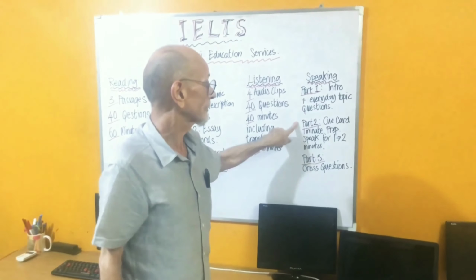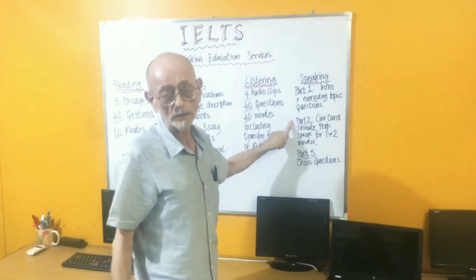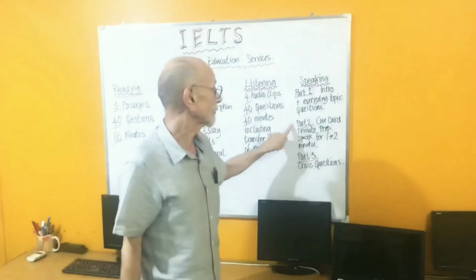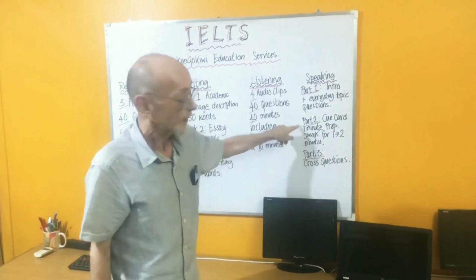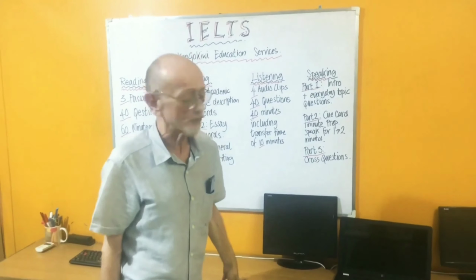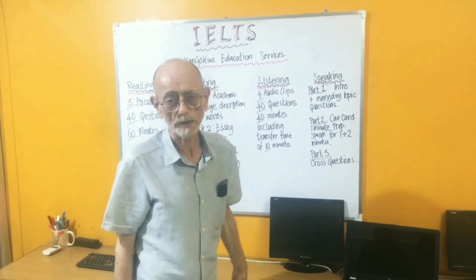Second part is what's called a cue card. In this, the examiner will give you a card. On it is a topic and some points you have to mention. You're given 1 minute preparation time, in which you can make notes if you wish to help you. You then have to speak for between 1 minute and 2 minutes.